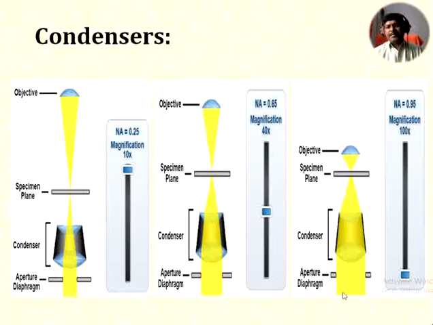Here the diameter of the aperture is increased, and more light is necessary to pass from the condenser to the specimen. Based upon that we have to adjust the condenser. That means whichever objective is in focus, based upon that we have to adjust the condenser, or adjust the aperture diaphragm, through which light is transmitted towards the specimen.